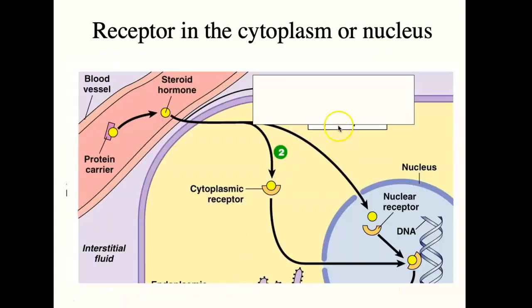We take the next piece here in that diagram. You see that once it comes in, it needs to find a receptor. And that receptor is going to be either in the cytoplasm or inside the nucleus. Those are 2 different pathways that could occur. But still, the yellow little ball that represents the hormone is going to attach onto one of those receptors. Okay, so I get it to the receptor. What happens next?